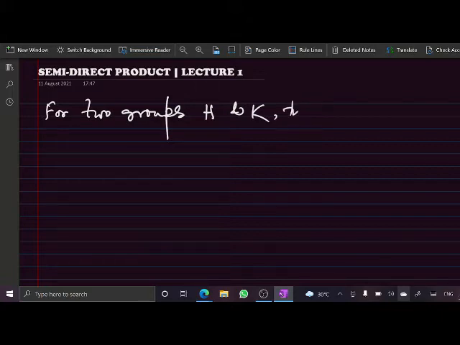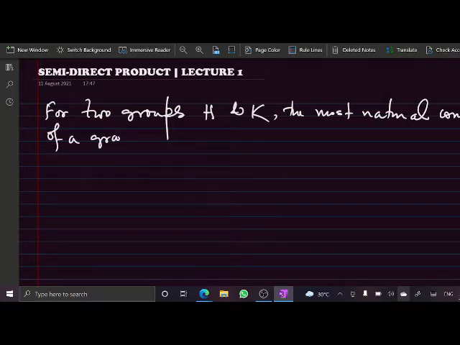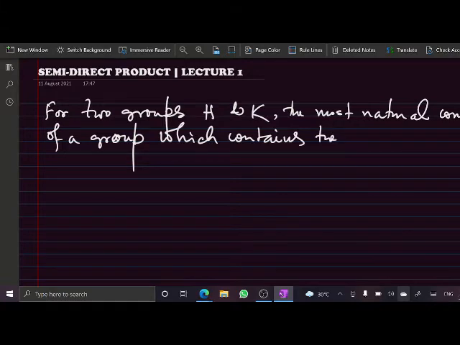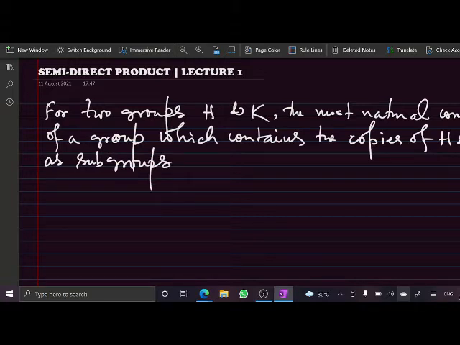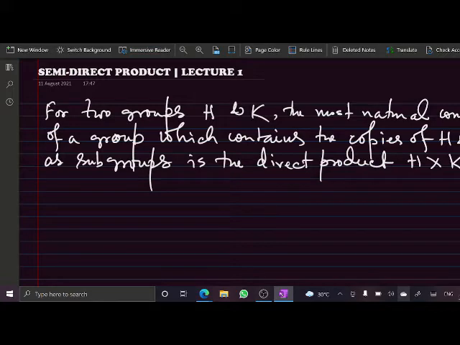So the most natural construction of a group which contains the copies of H and K as subgroups, right? So the most natural construction of a group which contains the copies of H and K as subgroups is the direct product, H cross K. Right?